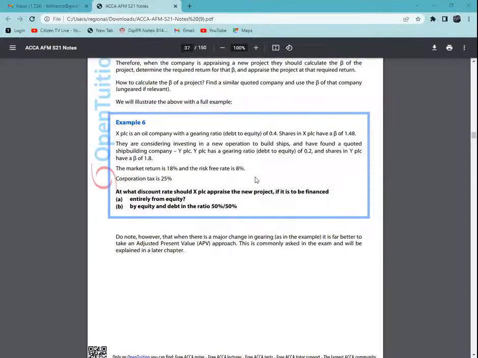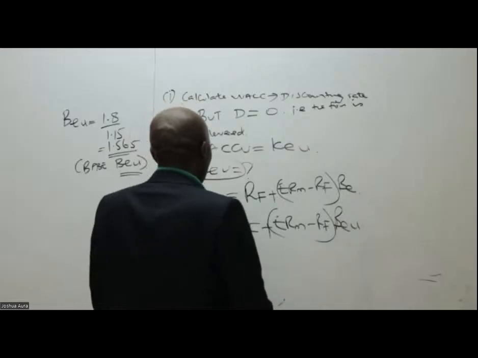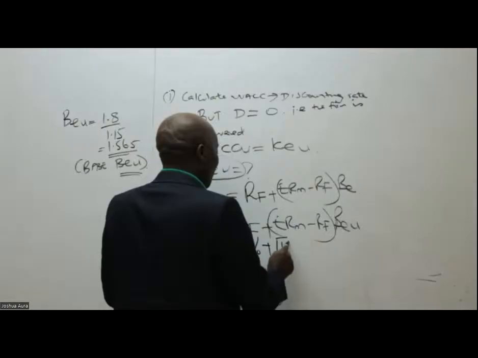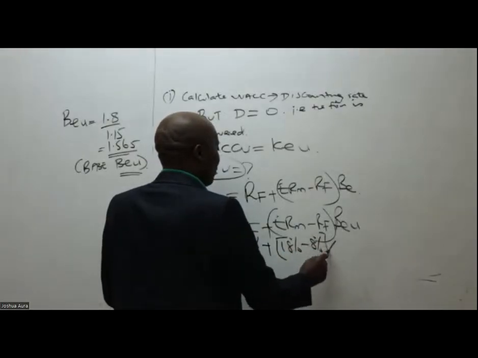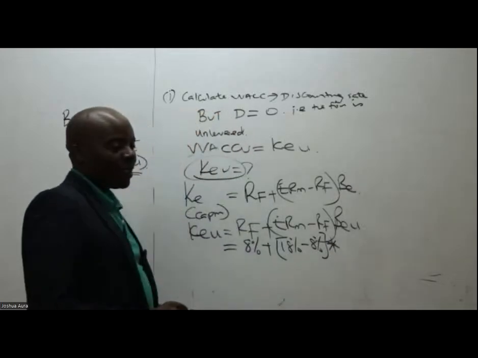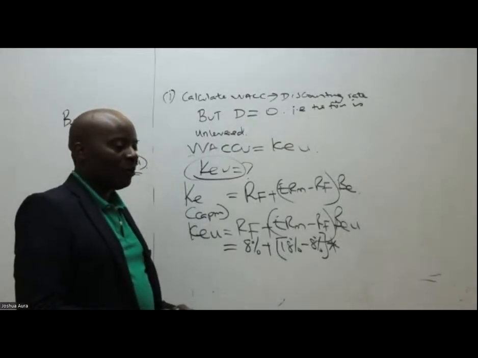Yes, it's 8% and the market return is 18%. So no worries at all. We are being told here that the risk-free rate of return is 8%, plus 18% is the market return minus 8%, multiplied by beta equity of the unlevered firm. So could you kindly give me the beta equity of the unlevered firm?